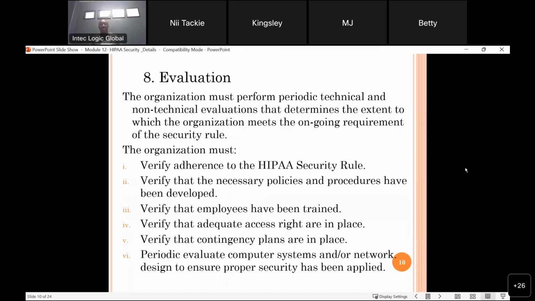Evaluation. The organization must perform periodic technical and non-technical evaluation that determines the extent to which the organization meets the ongoing requirements of the security rule. So HIPAA says that, look, at a point in time, you just have to put on a brake. Okay, let's wait a minute. Then ask yourself, are we really adhering to the HIPAA security rule? Are we really following the rule? Is everything okay?